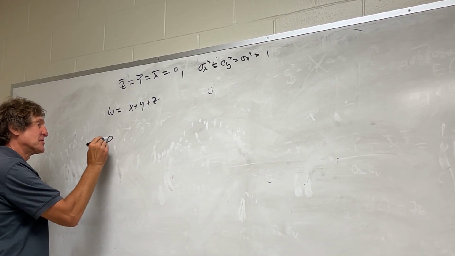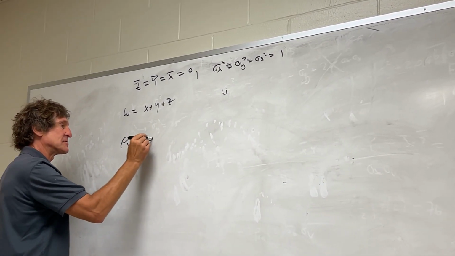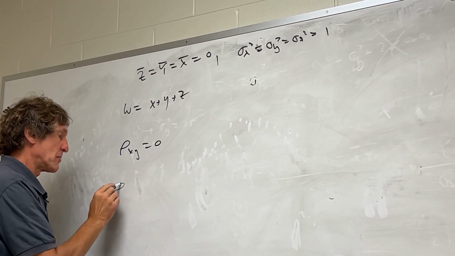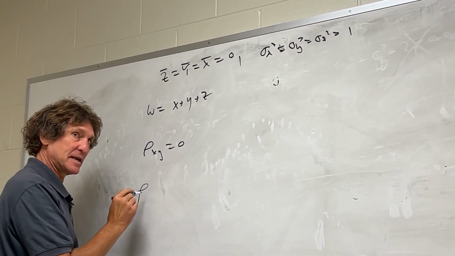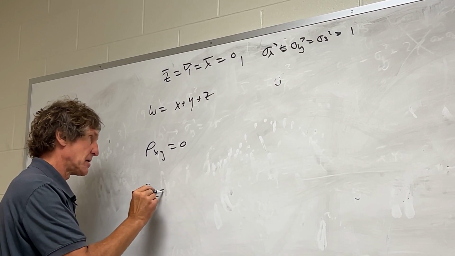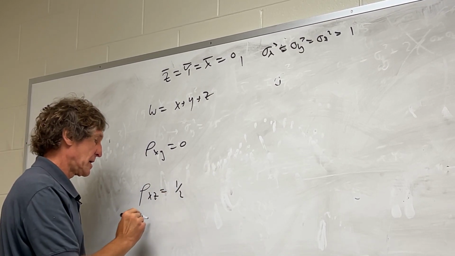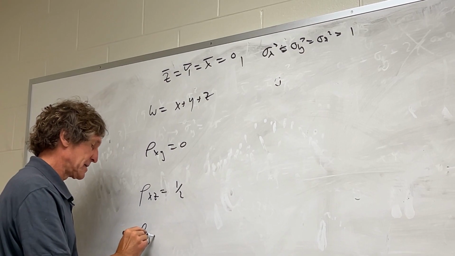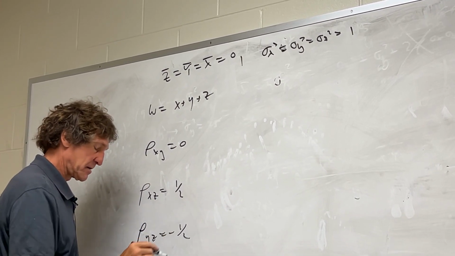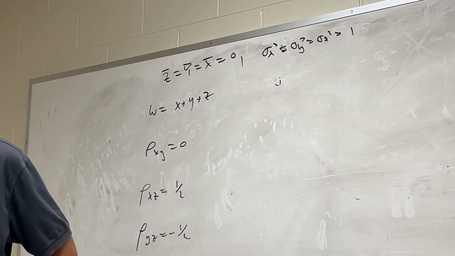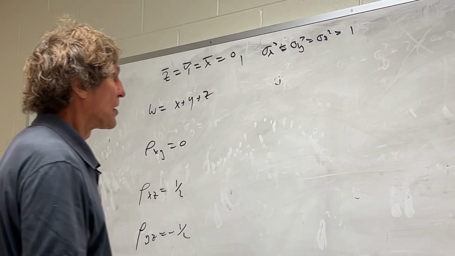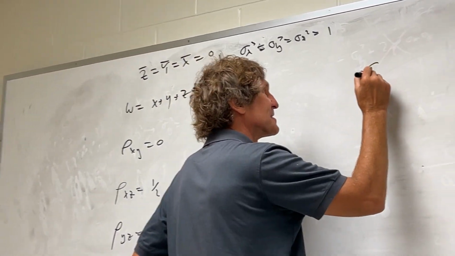All right, now here's what you do. Rho of x, y equals 0. X and z have a correlation coefficient of 1/2. And rho of yz has a correlation coefficient of -1/2. And then it wants to find the variance of w.